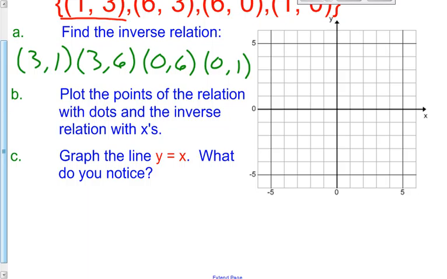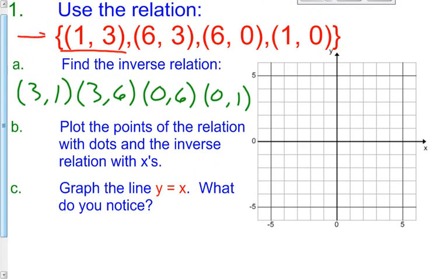Plot the points of the relation with dots and the inverse with x's. So our relation is right here, and we're supposed to graph it with dots. So let's put a dot at (1, 3), right there. Our next dot is at (6, 3). We have our third dot at (6, 0), and then our final dot at (1, 0). So all of those dots are our relation.